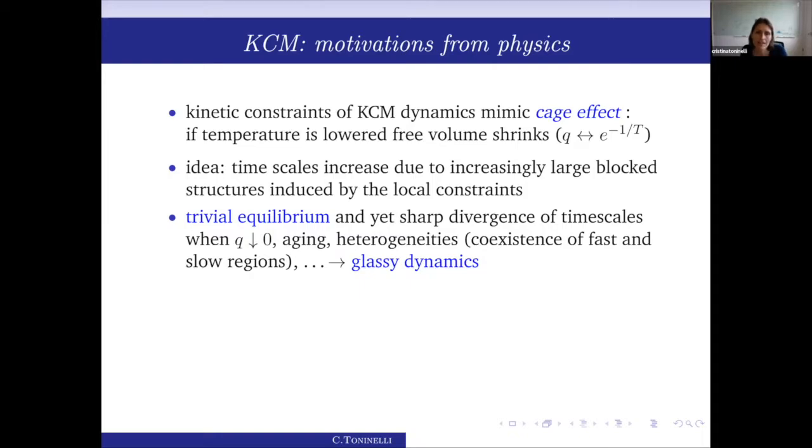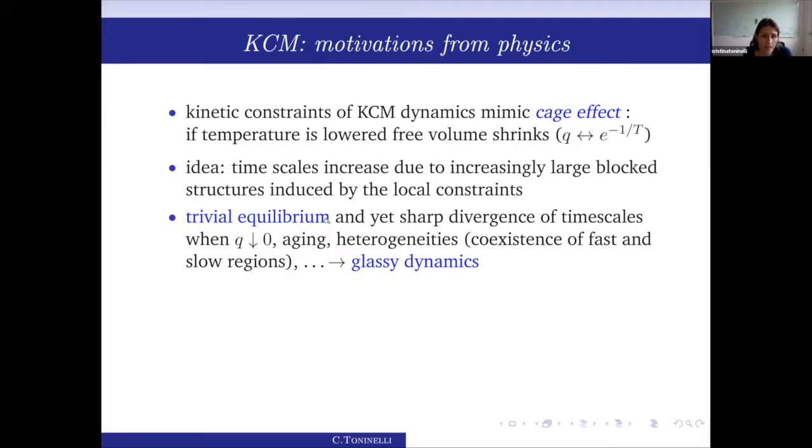So the idea behind the introduction of this model is that the big increase of time scale, which gives rise to the liquid glass transition, could be due to the fact that there are local constraints. The constraints are not of infinite range, they are very local, but these local constraints can create a frustration which induces the presence of large blocked structures, which is inducing this divergence of time scales and hence the glass transition.